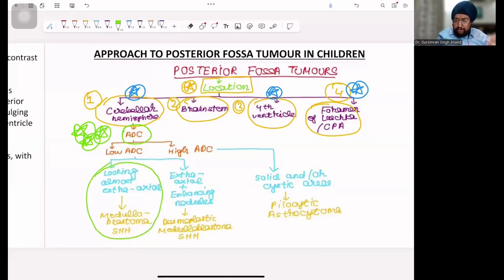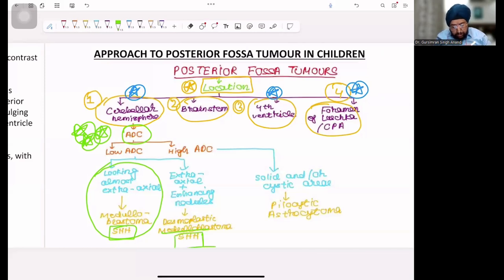it's a medulloblastoma in the cerebellar hemisphere. What is the molecular subtype which is associated with the cerebellar hemisphere or the paramidline location? That is your SHH activated. Next, if it's an extraaxial tumor, plus it also shows enhancing nodules, so it's a desmoplastic or a nodular type of medulloblastoma. Again, the most common molecular subtype which is associated with the desmoplastic or the nodular type is your SHH activated.